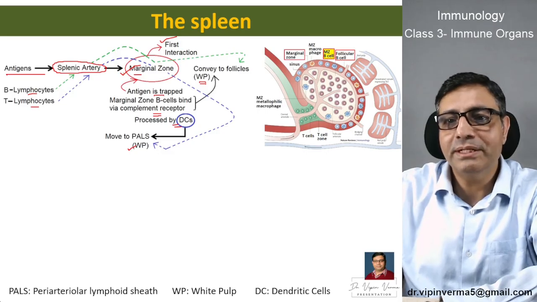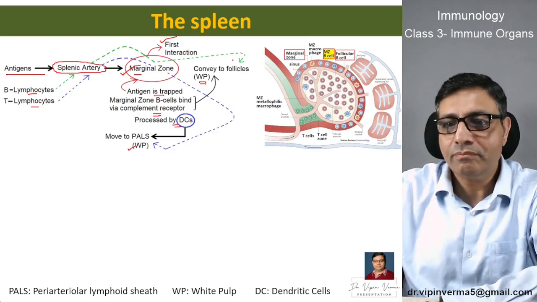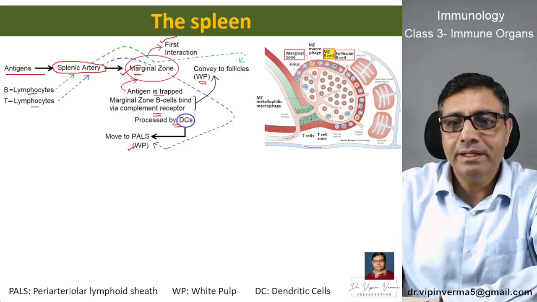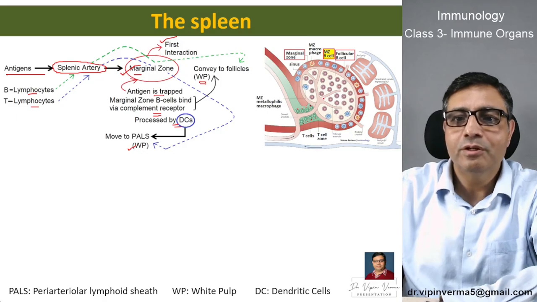So now this is the same picture, same diagram. Here you can see the green part, which is the T cell zone, and here you can see the T cells lined up. These T cells are different from the B cells which are in the follicles, and these MZ B cells which are in the marginal zone.